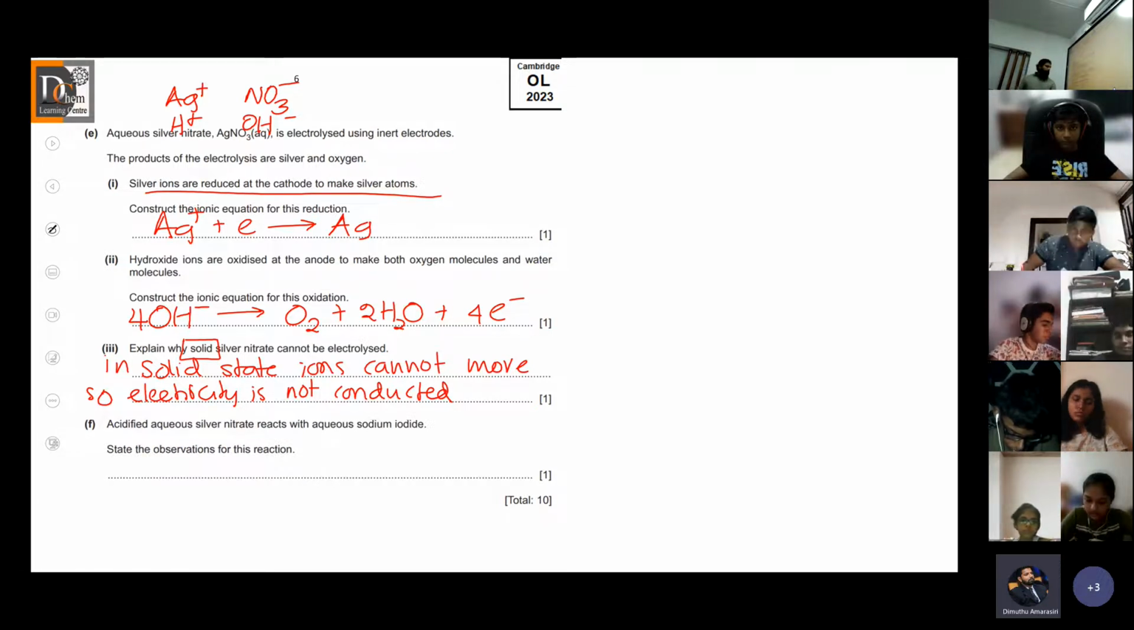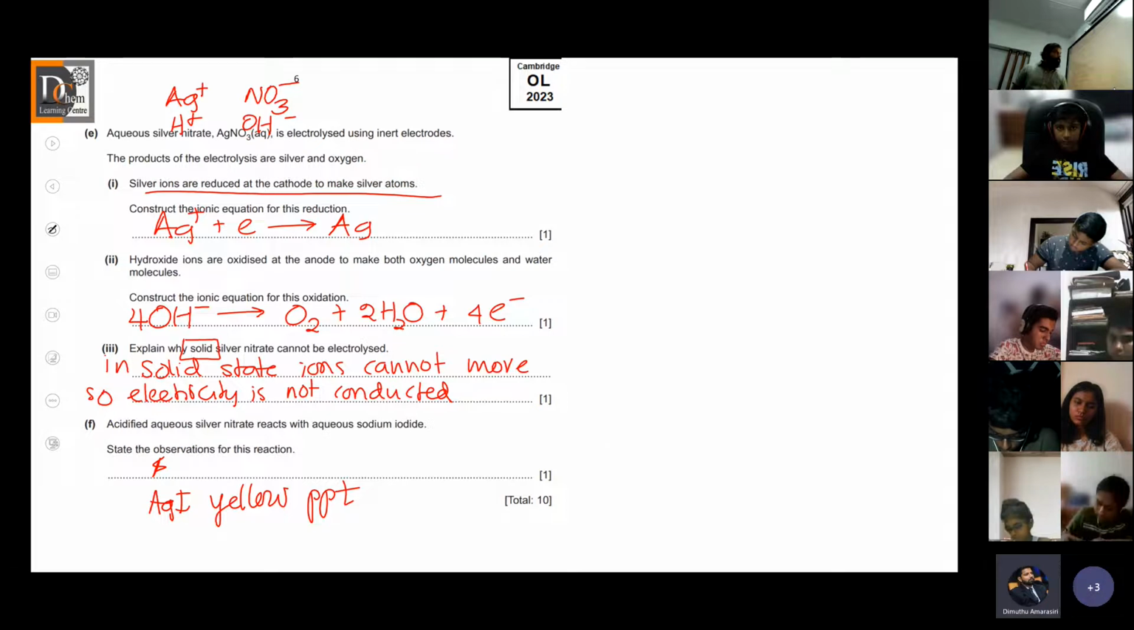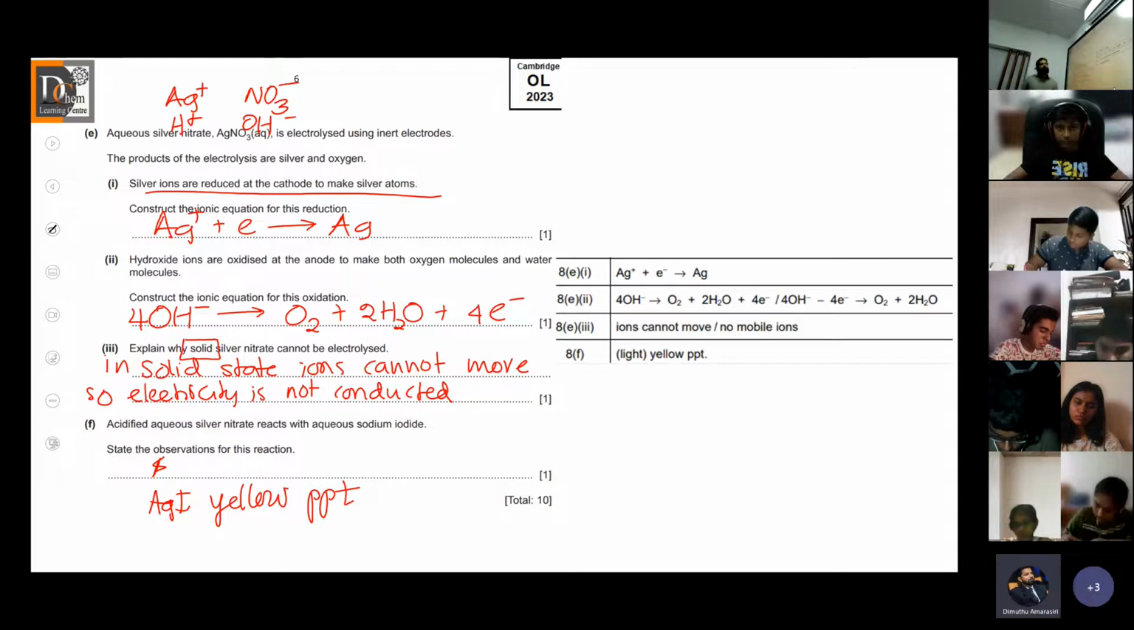Metals, electrons, right? Acidified aqueous silver nitrate reacts with sodium iodide. Say the observations for this reaction. Okay, observation. Silver iodide is what? Yellow precipitate. Silver iodide is a yellow precipitate.